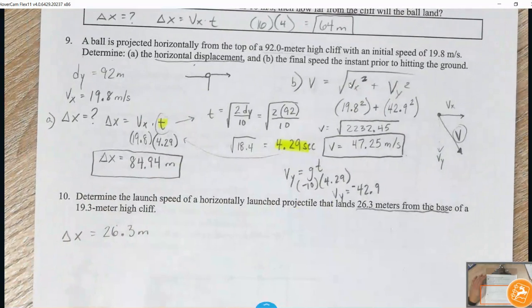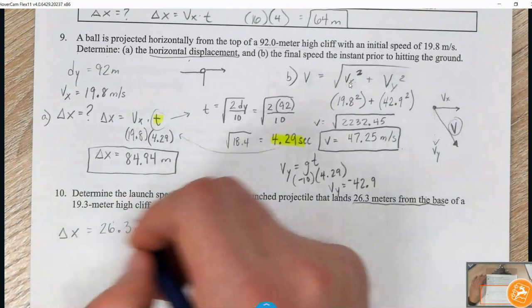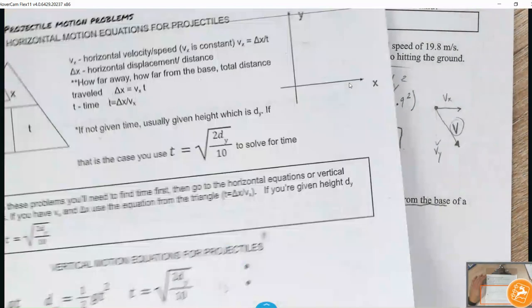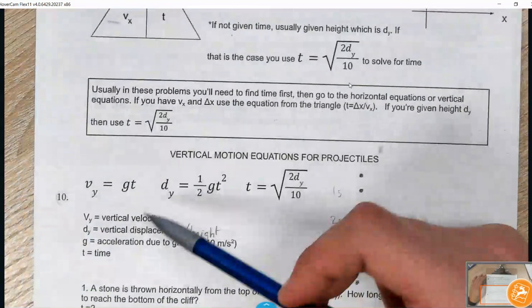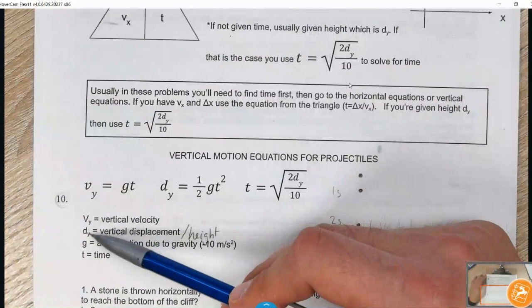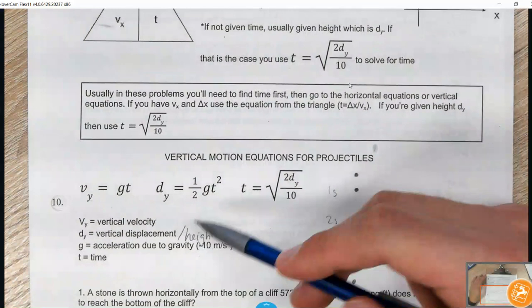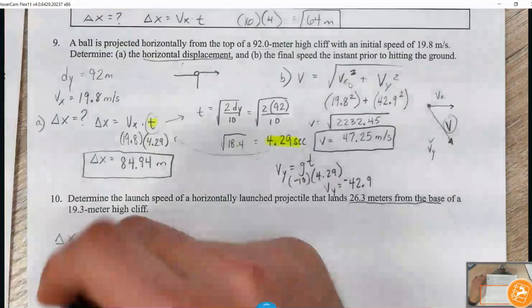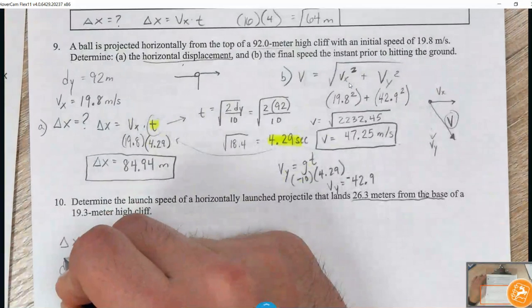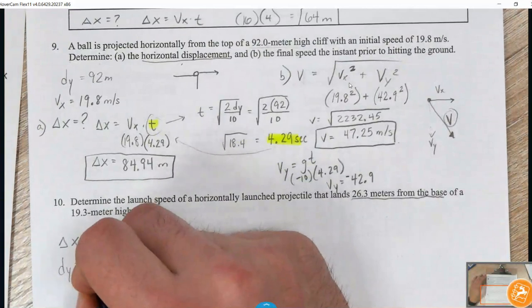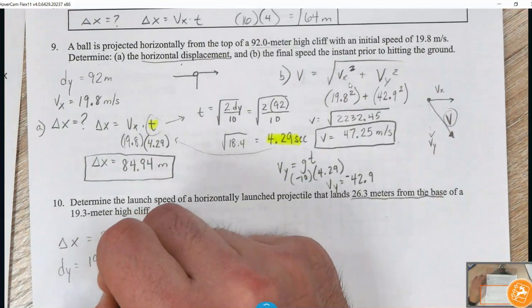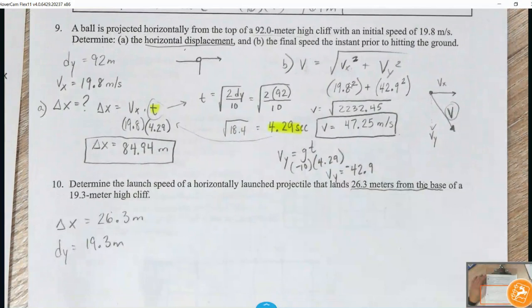26.3 meters. And then what else am I given? The height. So height is in the y direction. It's not vertical velocity. It would be your vertical displacement or height. So we're given dy, 19.3 meters. What do they want?